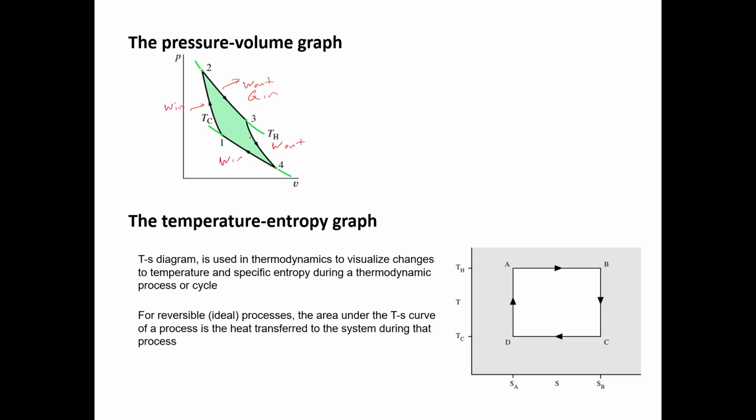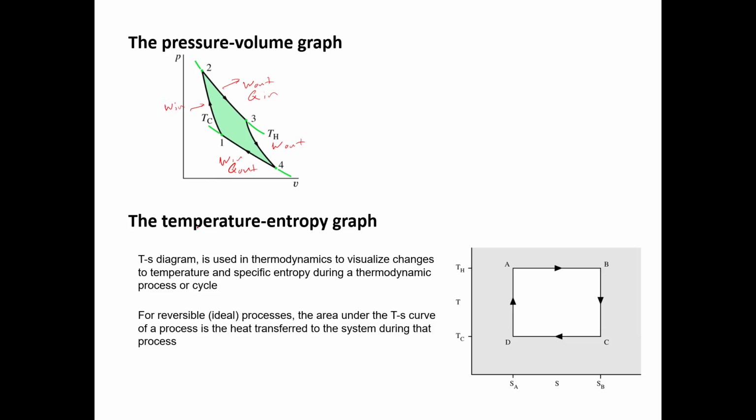This is isothermal compression, adiabatic compression, isothermal expansion, adiabatic expansion. Then this one is Q out. Now you can see in this case W in, Q out, and W out, Q in. In here W in, W out.